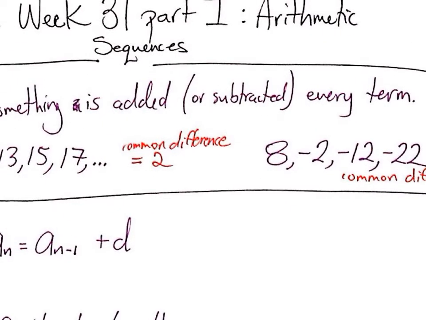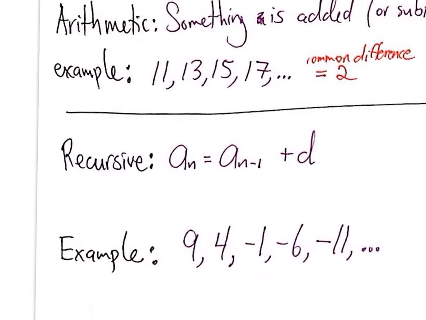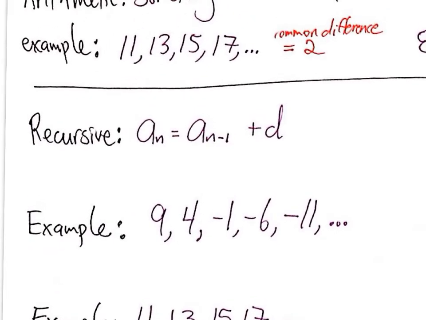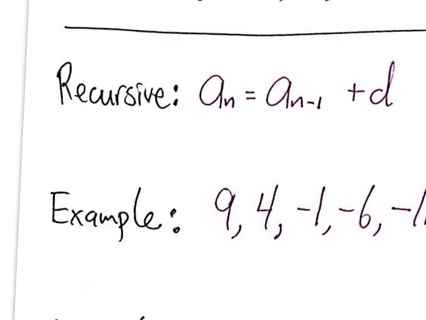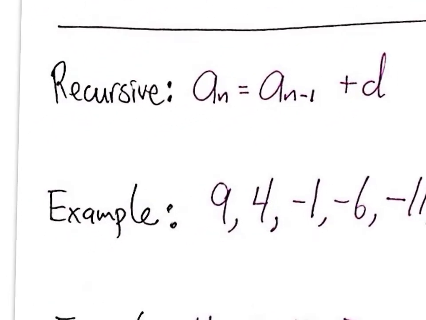Okay, so basically we're learning some patterns for finding formulas. First we have recursive. And what a recursive term says is that any term is equal to the term before it plus the common difference. So let's write that in words. It's very easy to get confused with the notation.